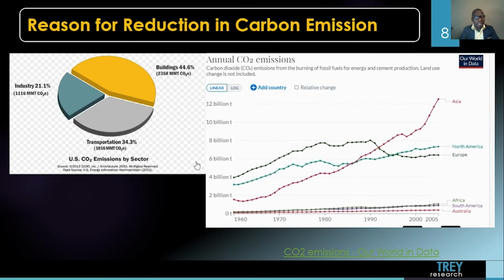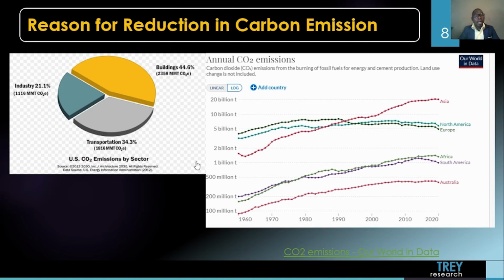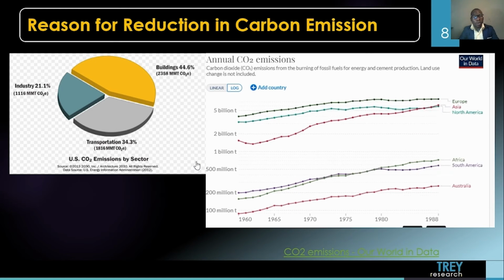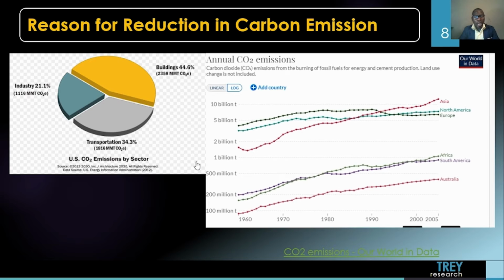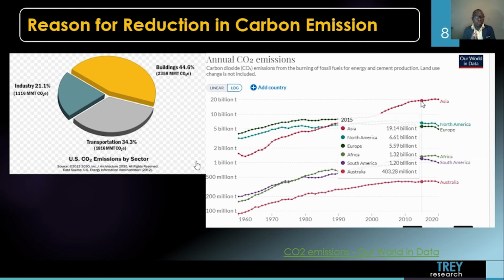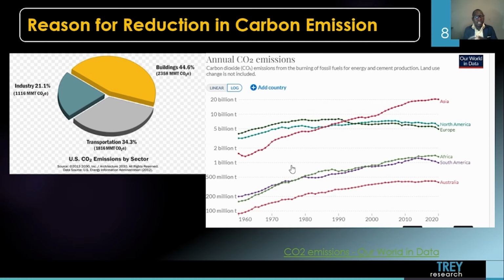Now, what is the reason for carbon emission reduction? According to US CO2 emission by sector, the study shows that buildings contribute 44.6% of CO2 emission. Now, as we see from this diagram, we have different emission from different parts of the world. Globally, we have Asia, we have Europe, we have South America, we have North America, we have Africa. So how can we solve this global CO2 emission using BIM LCA approach?